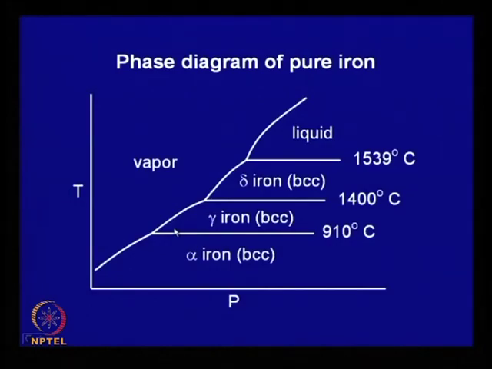Now, let us extend this concept to a very commonly used metal, that is iron. The commonly used metallic material is definitely steel, which is an alloy of iron and carbon, and let us look at the phase diagram of pure iron. Now, pure iron can exist in the solid state with different crystal structures. For example, at low temperature, its crystal structure is body centered cubic, whereas at intermediate temperature, its crystal structure is face centered cubic, and before melting it again transforms into a body centered cubic structure.